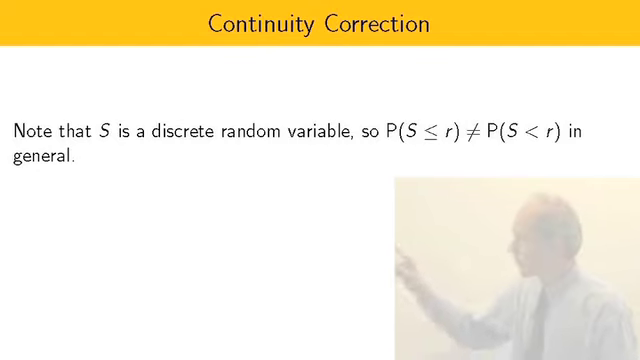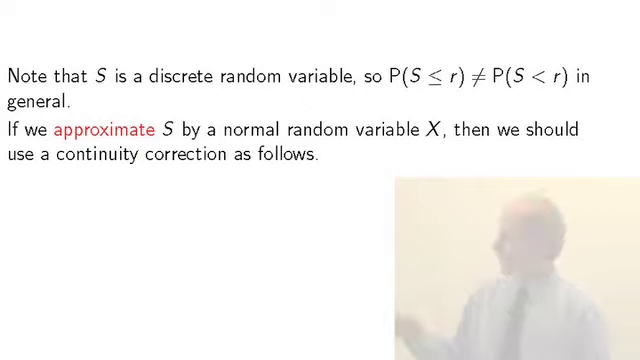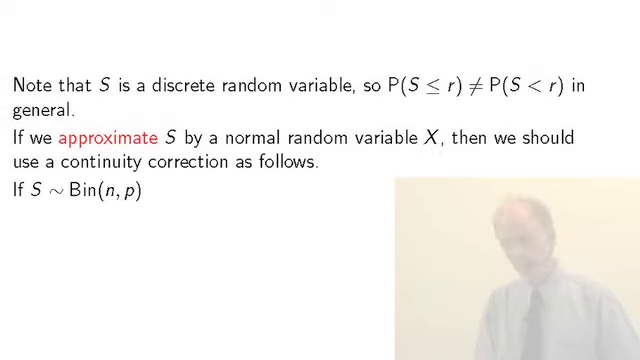So in particular, we can notice that for a discrete random variable, the probability of being less than or equal to a value is not the same as the probability of being strictly less than a value in general. And if we're going to make this approximation, where we approximate a discrete random variable by a continuous random variable, then we use a continuity correction. And I'm just going to state the formula here for what you do.